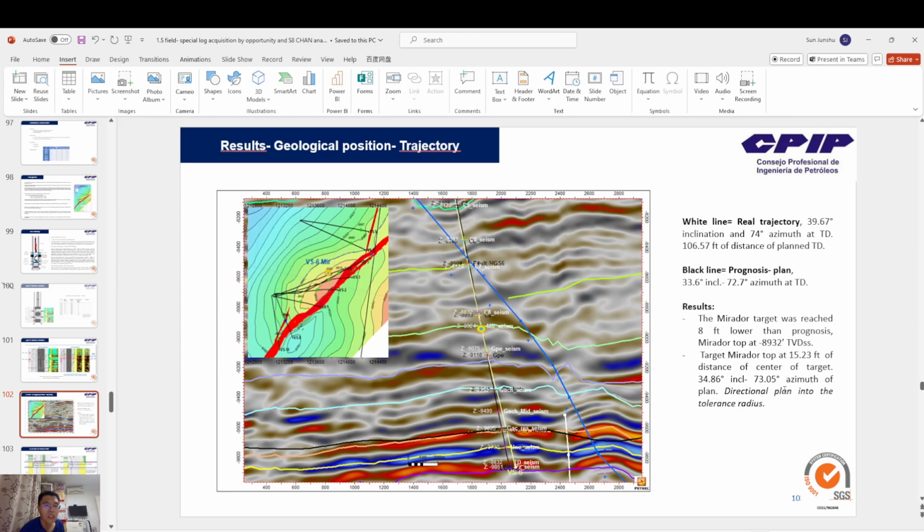Mirador top at 8,932 TVDSS. Target Mirador top at 15.23 feet of distance from the center of the target. 34.86 degrees inclination and 73 azimuth plan, directional plan within the tolerance radius.